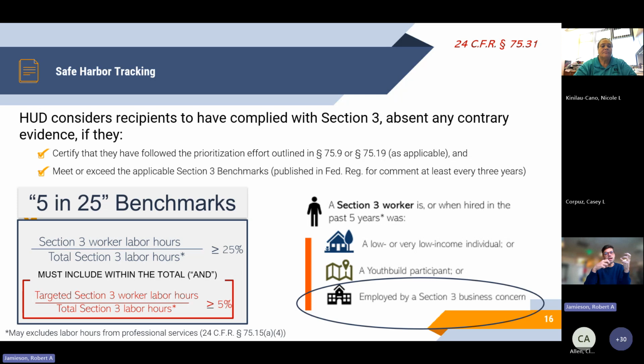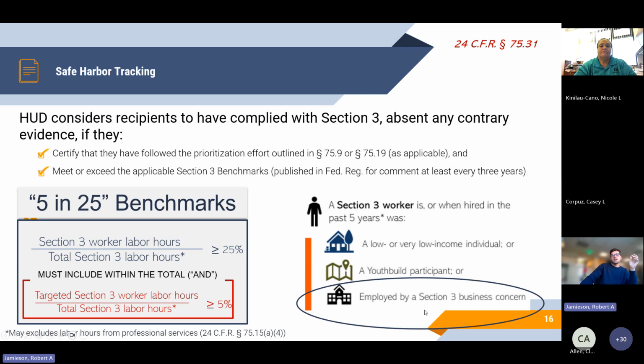Typically, we find the easiest grants to be in compliance are ones where, if it's subject to Davis-Bacon, they're already doing prevailing wages, so they can just mark within the prevailing wage reporting which of those workers are also Section 3 workers. It's easy math at the end there. But this does require tracking all labor hours done and which of those workers are going to be counted as Section 3 workers. For targeted workers, that number drops to 5%. So we're looking at 25% for Section 3 workers, 5% for targeted workers.